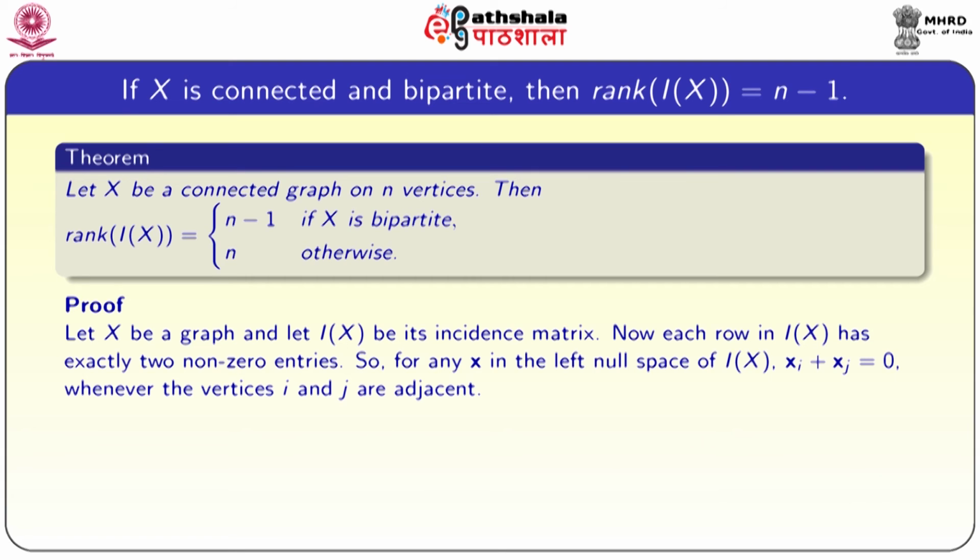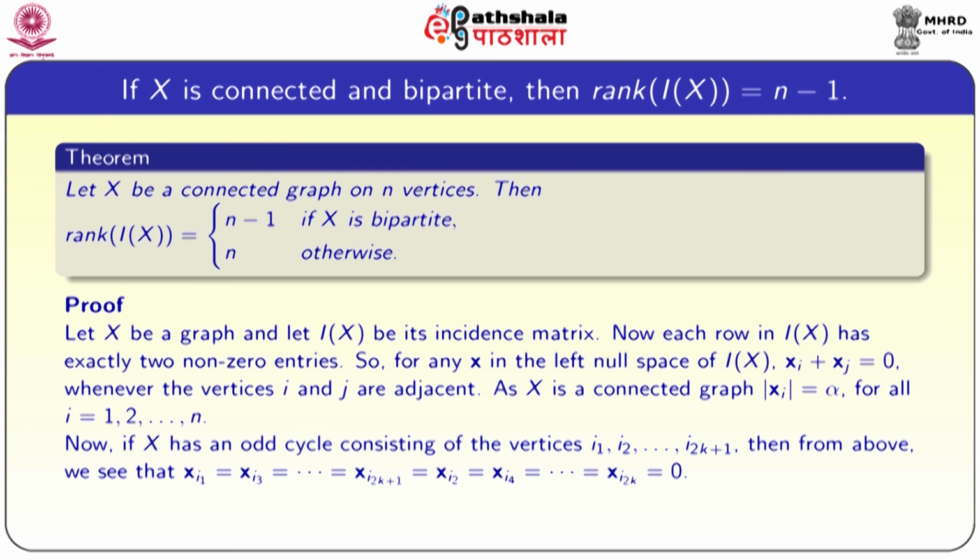Let X be a graph, and let I of X be its incidence matrix. Each row in I of X has exactly two non-zero entries. So, for any x in the left null space of I of X, we have xi plus xj equal to 0 whenever the vertices i and j are adjacent. As X is connected, the modulus of xi is equal to alpha for all i equal to 1, 2, 3 and so on up to n. It is because, since X is connected, we have a path from any vertex to any other vertex. So, from the equation xi plus xj equal to 0 whenever vertices i and j are adjacent, we have that xi equals minus xj. Consequently, the modulus of all xi are equal to alpha.